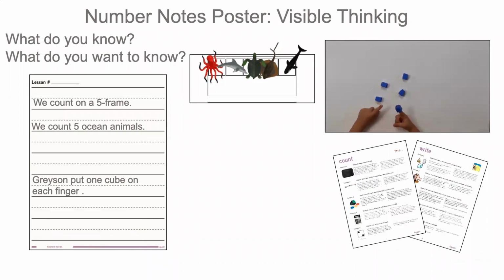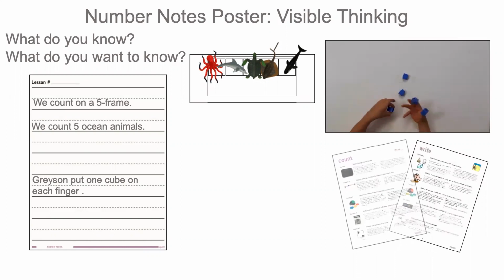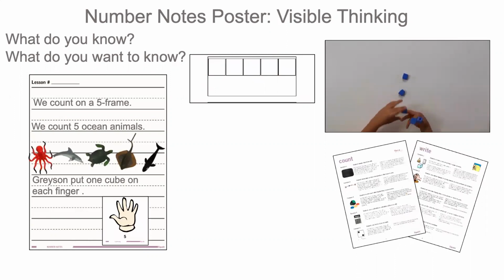Closed sentences can absolutely be written on the number notes poster so that students can choose a pick symbol or object shown on the table that would complete the sentence. Math tools or environmental examples the students use are placed directly on the poster.